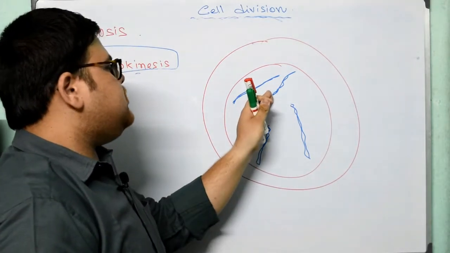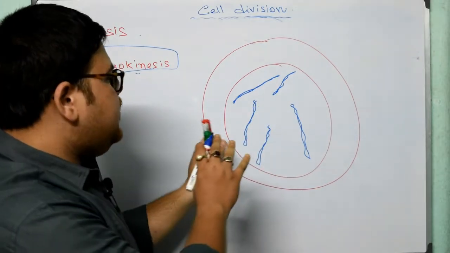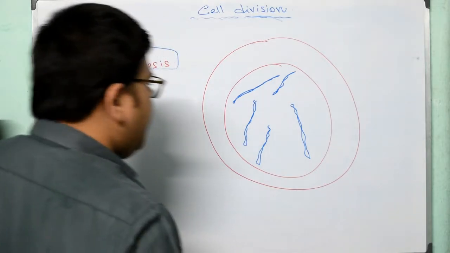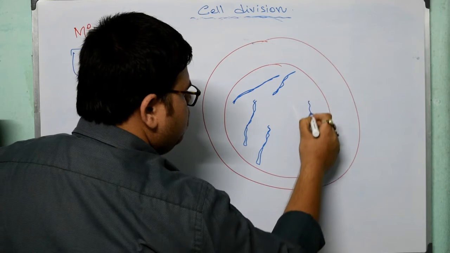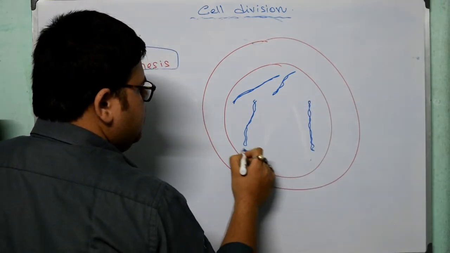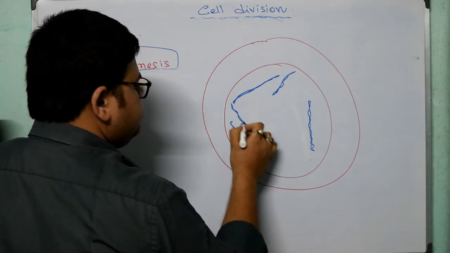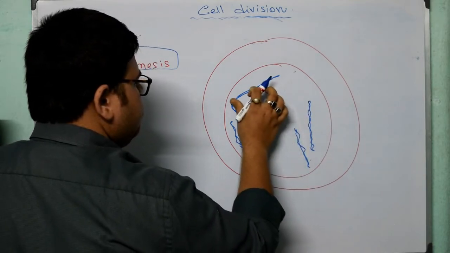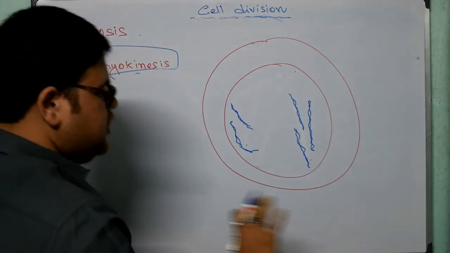See, chromatin fibers now have become chromosomes. They are thick and we can clearly see them, understand them. Now they start moving slowly towards the equator.